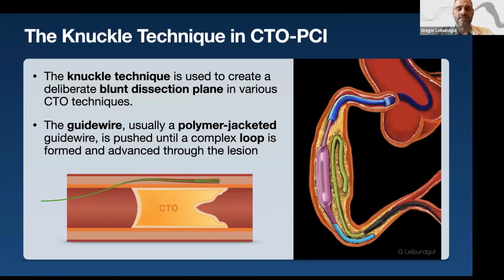It's less a Japanese technique, although it's a Japanese wire. It just comes more from the US side, where they did knuckling with the Pilot 200 and also then the Gladius X, and now Bill Lombardi invented that new MG wire. Just briefly, the knuckle technique is used to create a deliberate blunt dissection plane in various CTO techniques, and we can then safely maneuver the wire in those blunt dissection planes, which are still in the vessel architecture downwards and hopefully around the calcium. The guide wire used is usually a polymer jacketed guide wire. As I said, it is pushed until a complex loop forms and then advanced through the lesion.